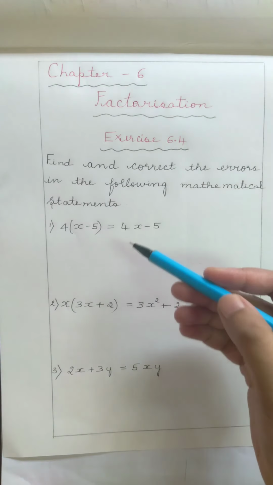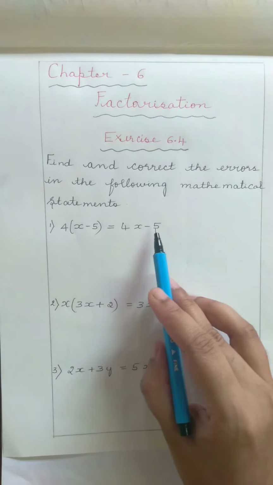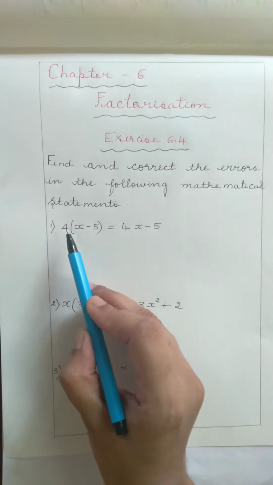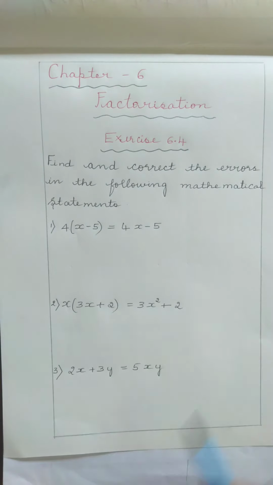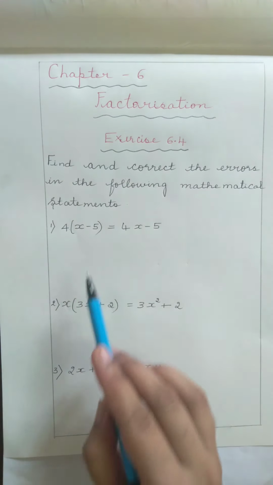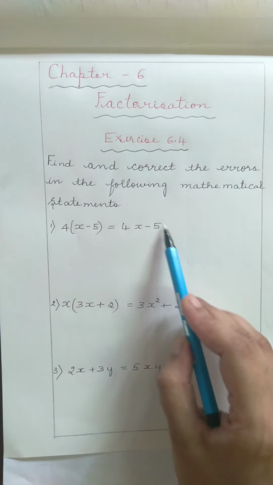Now, let us look into the first problem in which 4 into x minus y. We know that the bracket represents multiplication. So, 4x minus 5 is the given mathematical statement. Now, let us check whether this mathematical statement has an error or it is correct. See here, this 4 should be multiplied to x as well as to 5. But in the answer, 4 into x, it is 4x, it is correct. Minus is there. But 4 into 5, we know that 4 5s are 20. So, in the answer, it is minus 5.